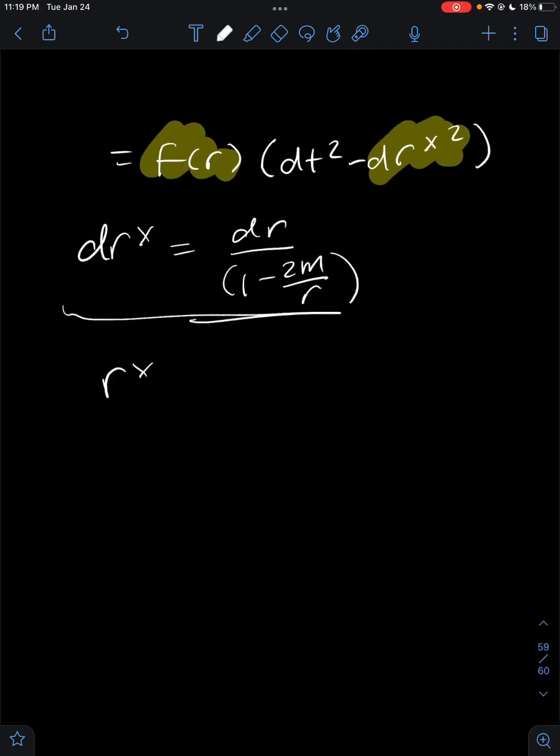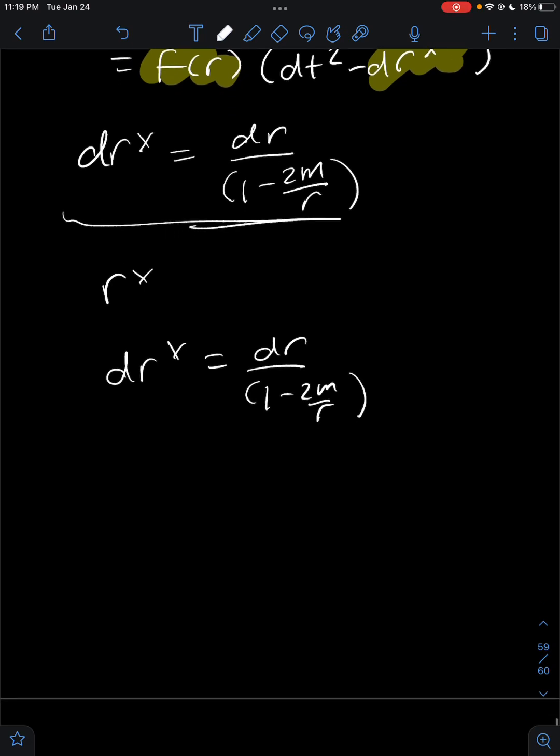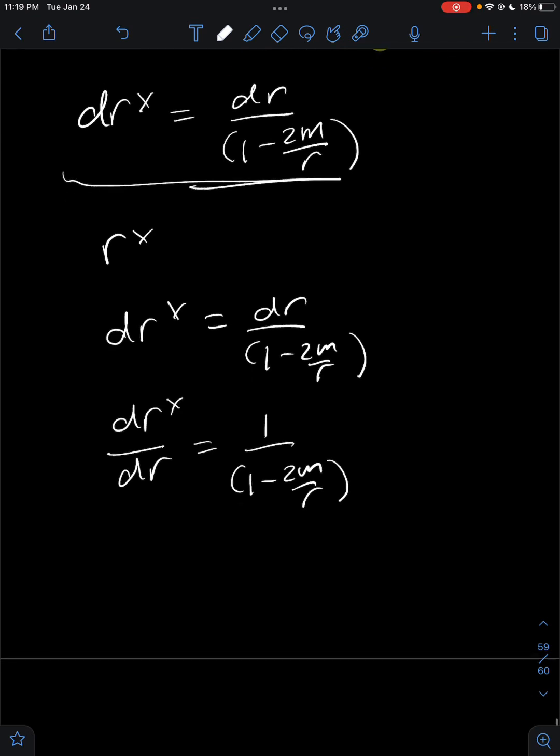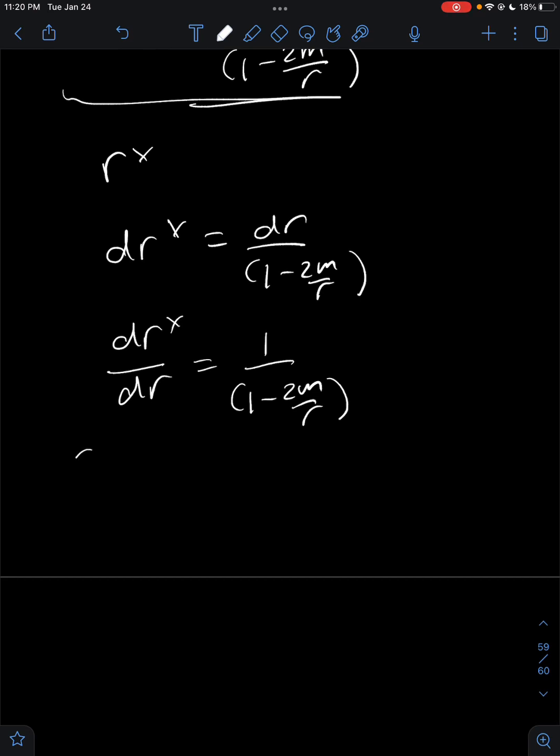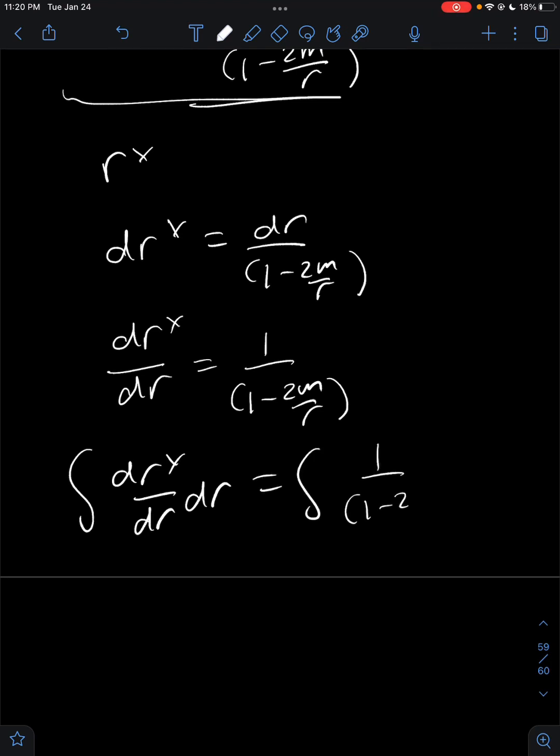So we know that if dr conjugate equals dr over 1 minus 2m over r, that means that dr conjugate over dr is going to equal 1 over 1 minus 2m over r, right? So what we can do now is take an integral of dr conjugate over dr with respect to r on both sides.